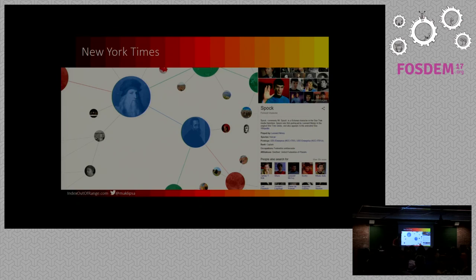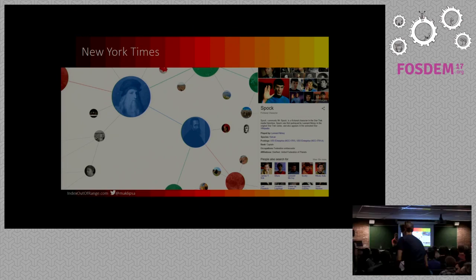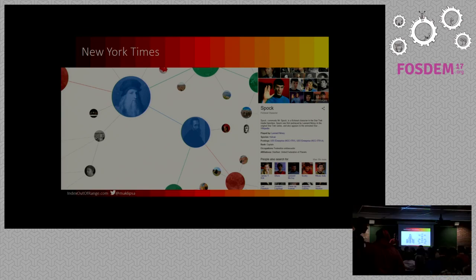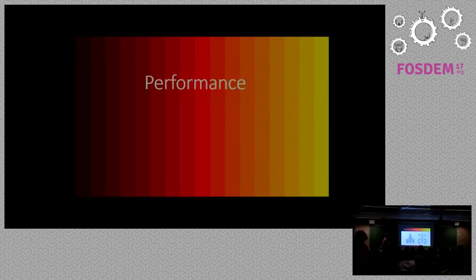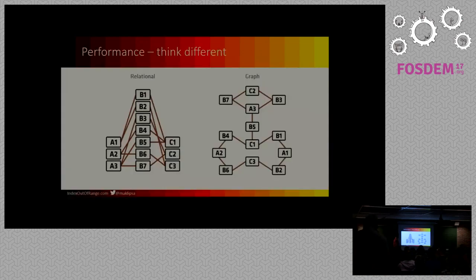So with graph databases, when you are adding knowledge, you are not changing the structure. You are adding knowledge, and this knowledge influences your database. You don't have to think ahead of your structure, your tables, relationships, because if you do it, you won't have Spock.